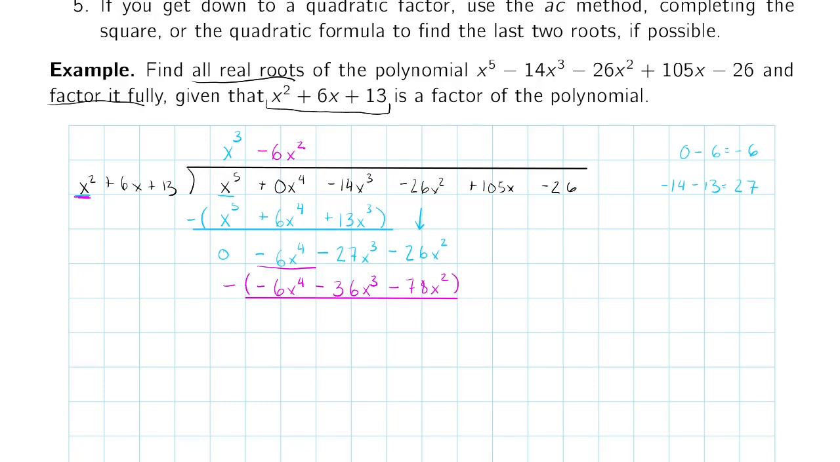So negative 6 minus negative 6 is indeed 0. Negative 27 minus negative 36, that's going to be a positive 9. So we'll have a positive 9x to the third, negative 26 minus negative 78. That's going to be a positive 52. So we'll have plus 52x squared. And finally, we'll bring down this plus 105x.